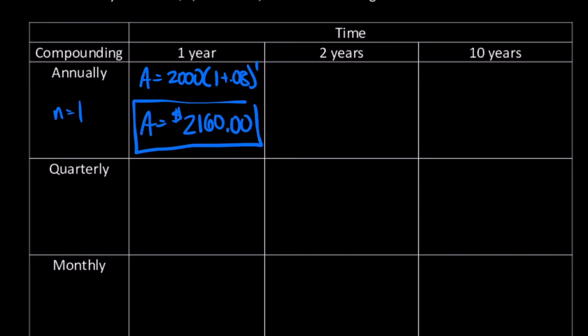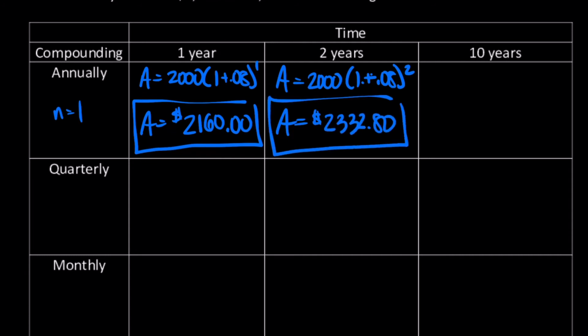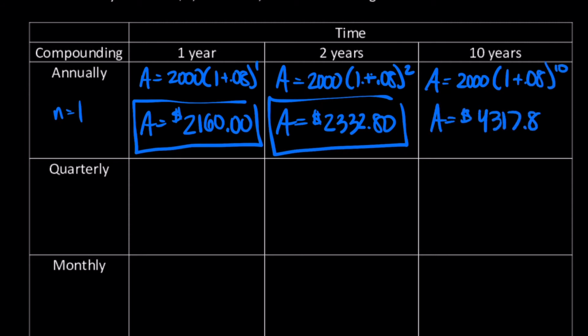Okay, so try to keep up. Annually, n equals 1. So after 1 year, A equals 2,000 times 1 plus 0.08 to the first, or A equals $2,160.00. So after 2 years of this, A equals 2,000 times 1 plus 0.08 squared. So here I got $2,332.80. 10 years, A equals 2,000 times 1 plus 0.08 to the 10th. So that was $4,317.85.